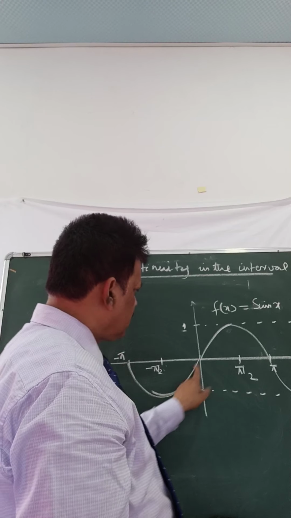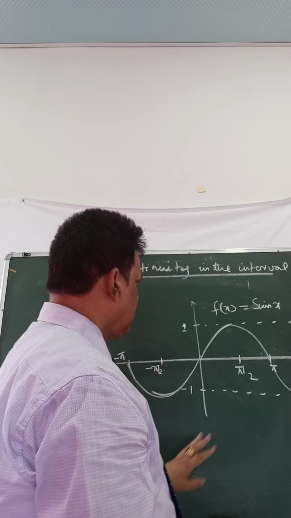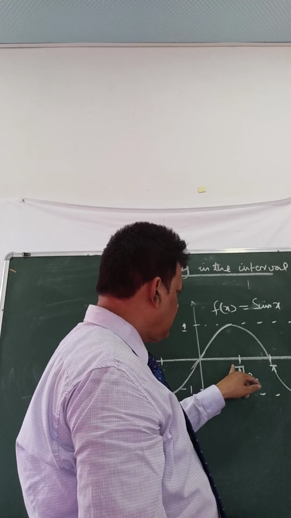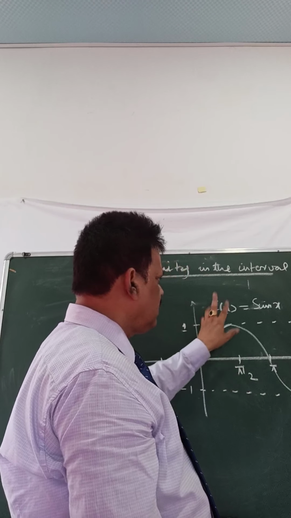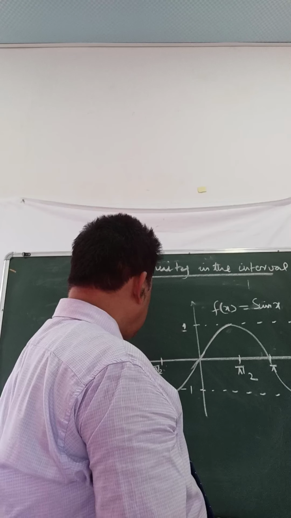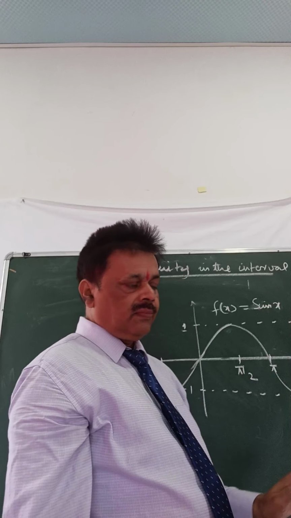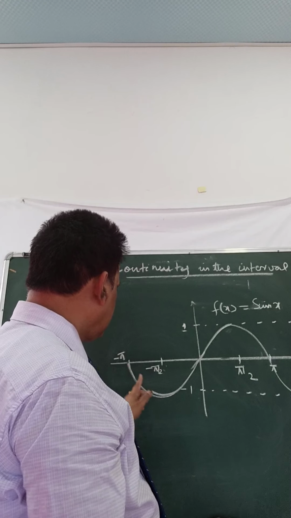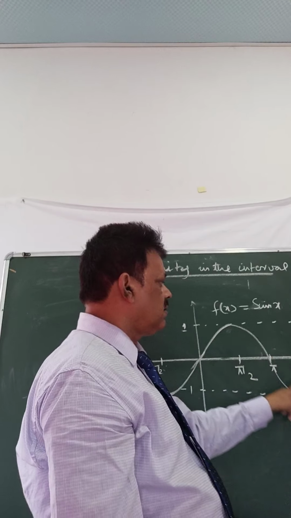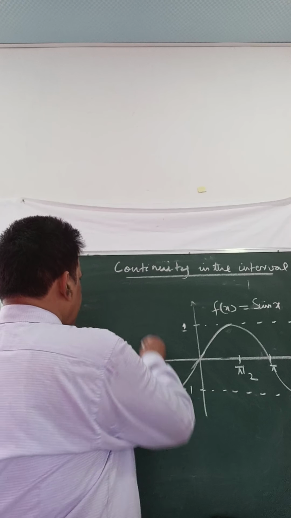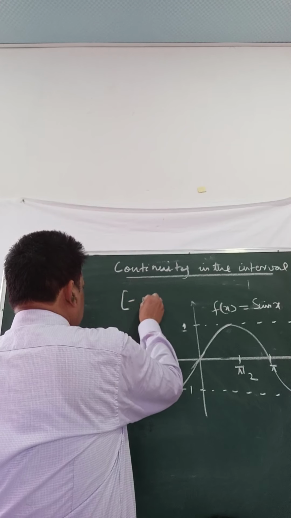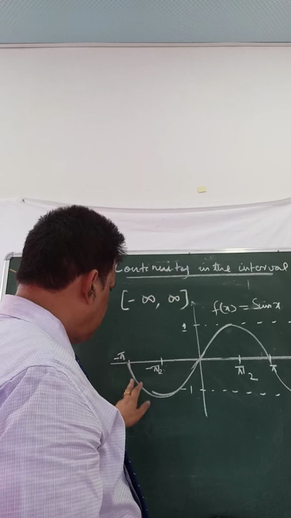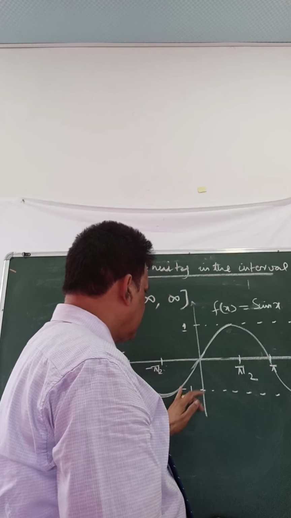Okay, observe this graph. What I want to say is, this is a continuous graph. Whatever value I put here, I am getting a real value. That means this is a continuous graph, and I can say the graph is continuous for all the real numbers. All the real numbers means minus infinity to plus infinity. Any value I put here, I am not getting any break in the graph.